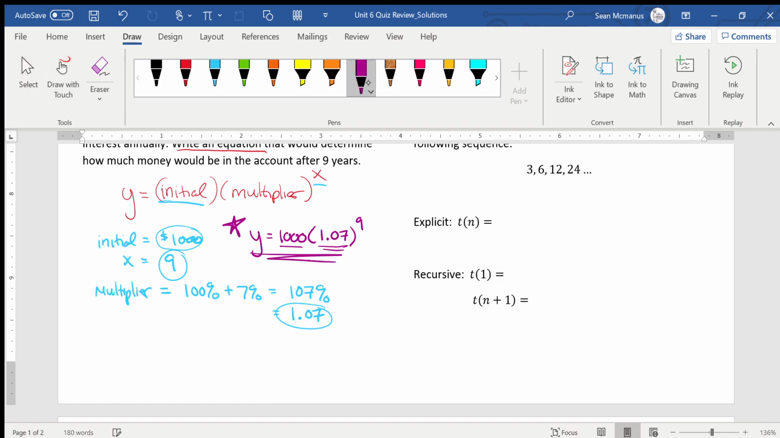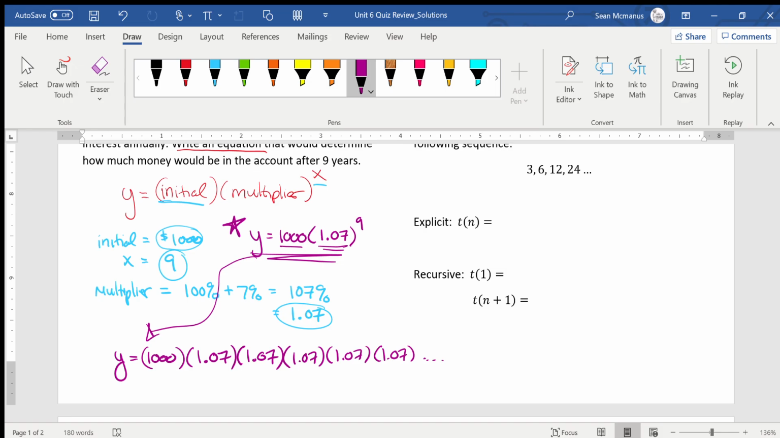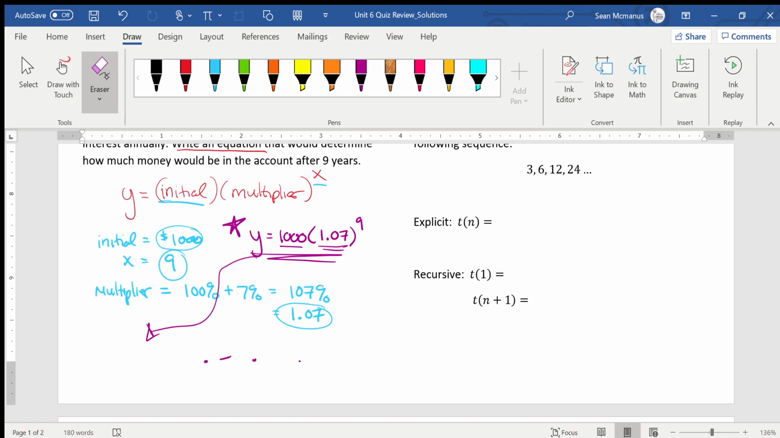Just to solidify that, what this equation actually means: I have my initial $1,000, and then after 1 year, I would multiply by 1.07. Whatever I get, I could multiply that by 1.07 to get the second year, third year, fourth year, fifth year, and we keep going. So it's going to be a lot of repeated multiplication, that's an exponent. That's why we write it that way. So anyway, I'm going to get rid of that so there's no confusion. That's my final answer, 1,000 times 1.07 to the 9.